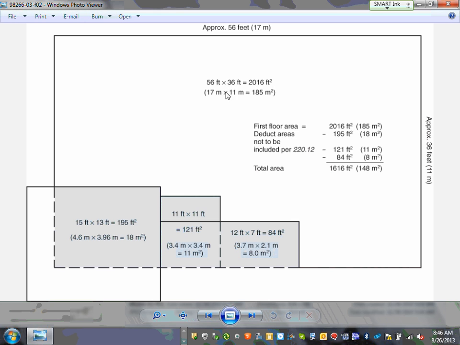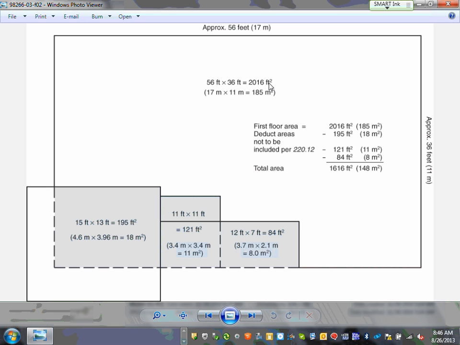Why do we care about this, guys? So look at this. I have 56 by 36 square foot of a house or an apartment. That gives me 2016 square foot. Then you multiply this by 3 from the table, and that will get you the allowance for the lights and the receptacles.